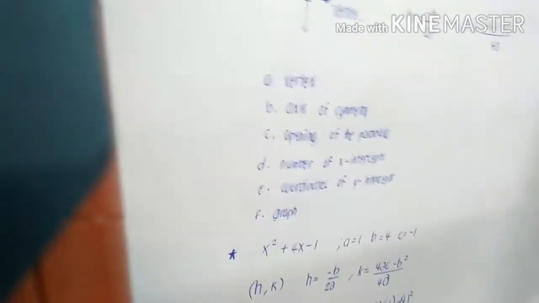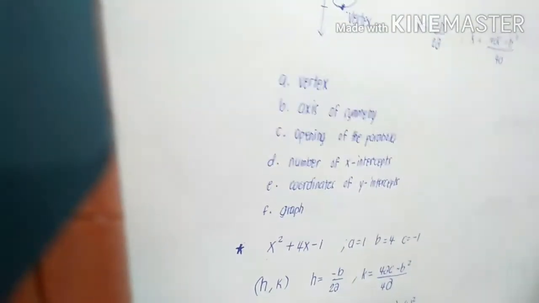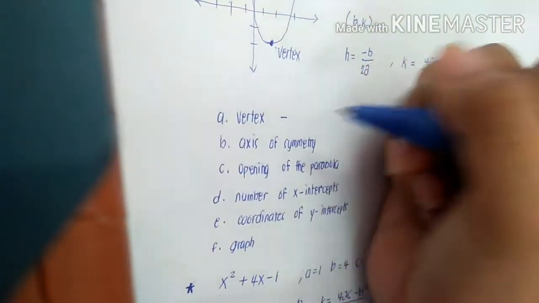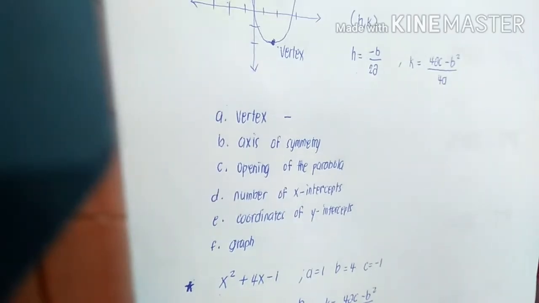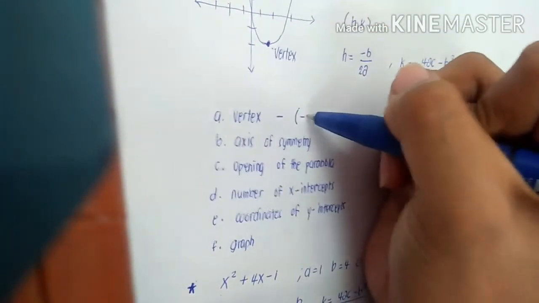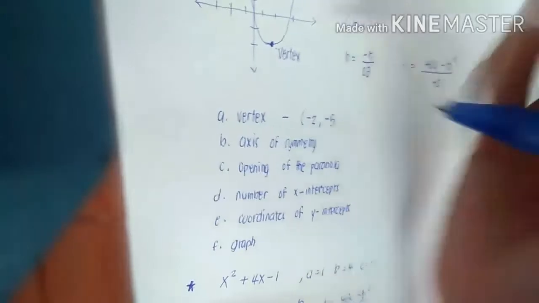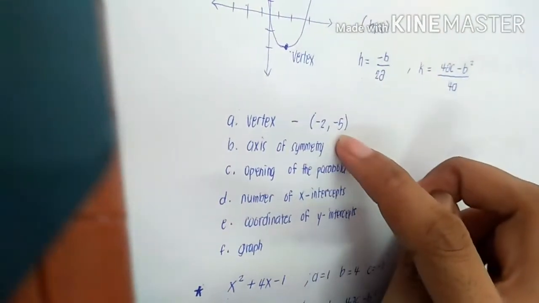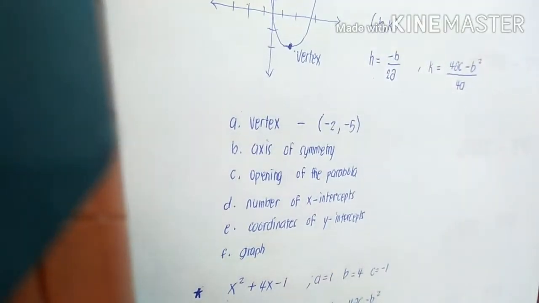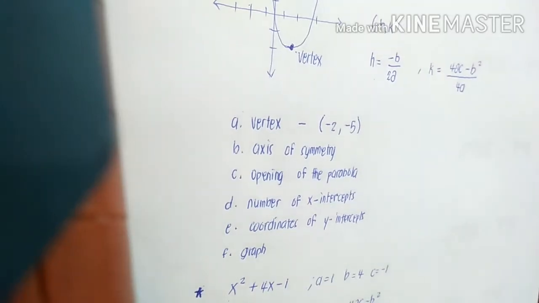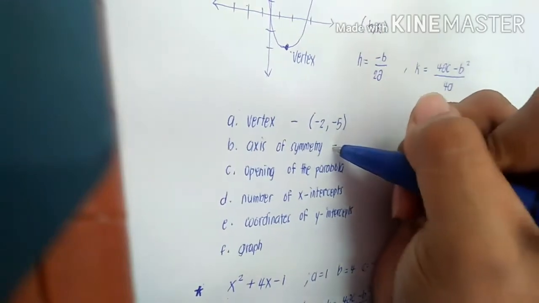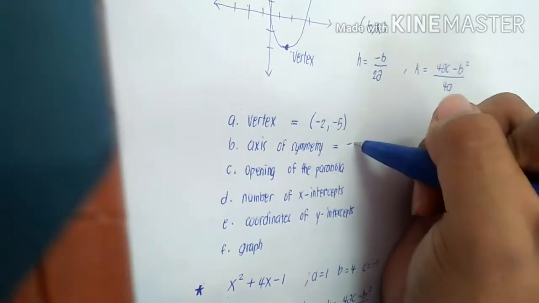The opening of the parabola, we already know that the vertex is located... we can answer this one already, right? The vertex is at, what is that again? Negative 2 and negative 5. Negative 2 and negative 5. And the axis of symmetry, don't forget, x is just equal to h. So your h is equal to negative 2. So your axis of symmetry is negative 2.